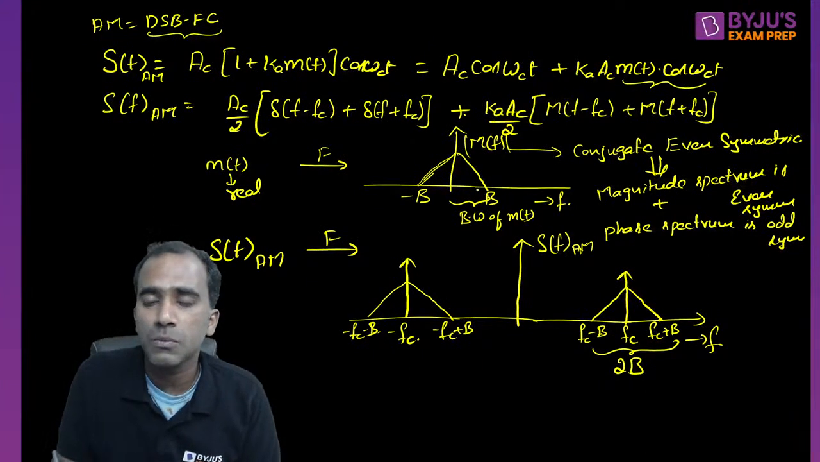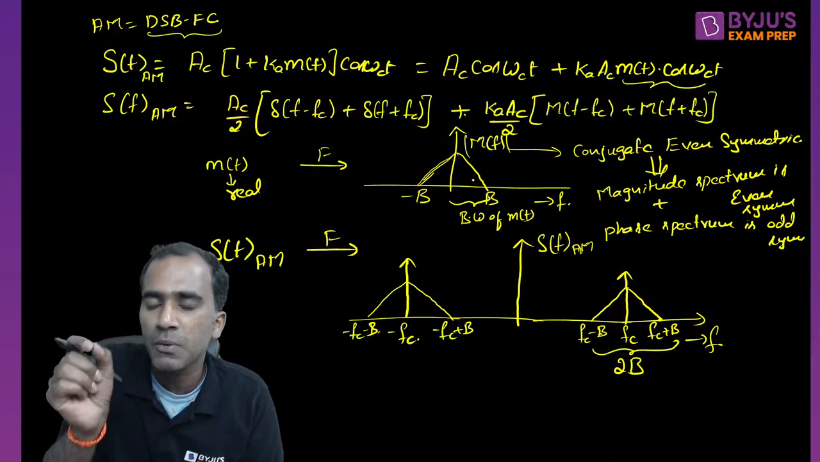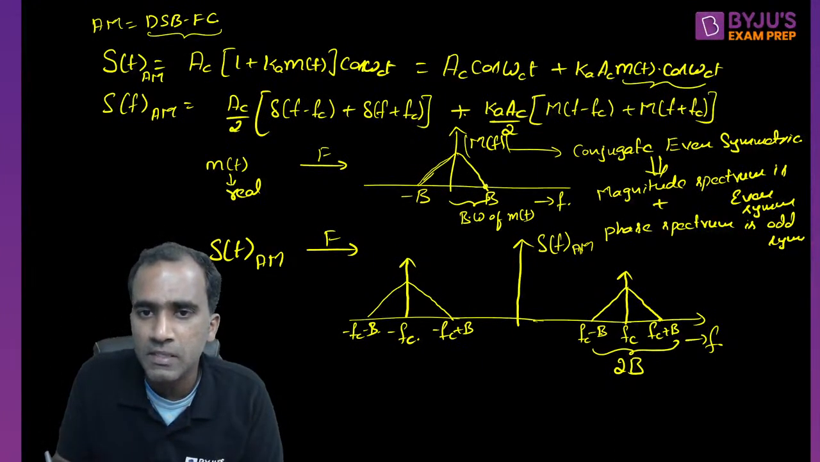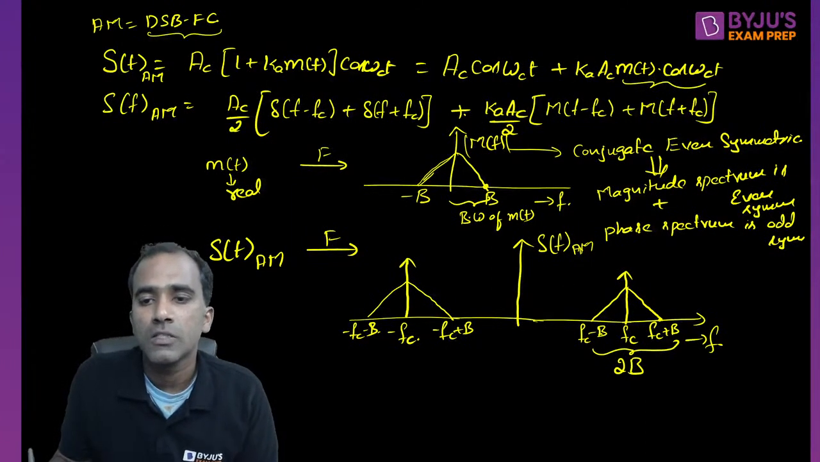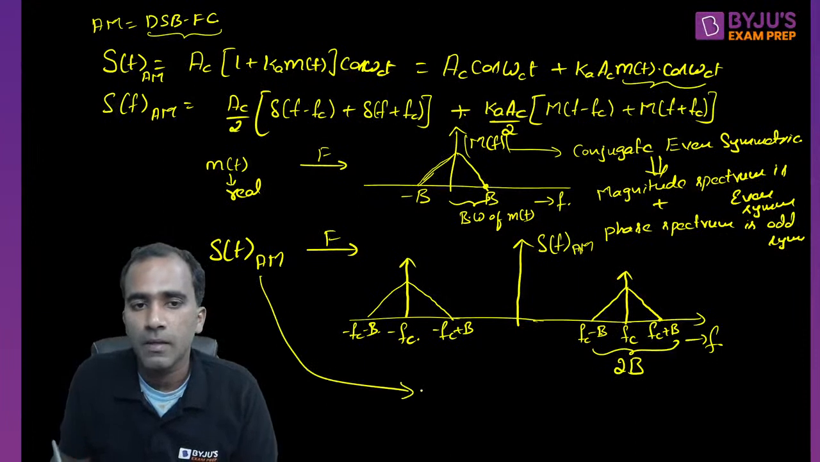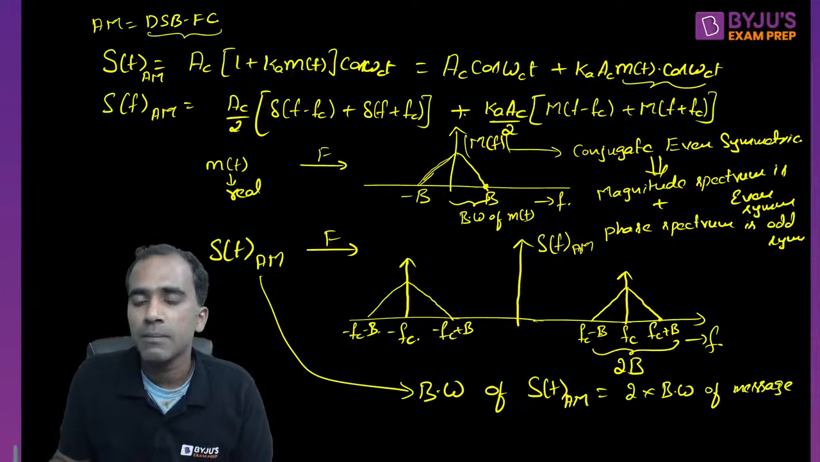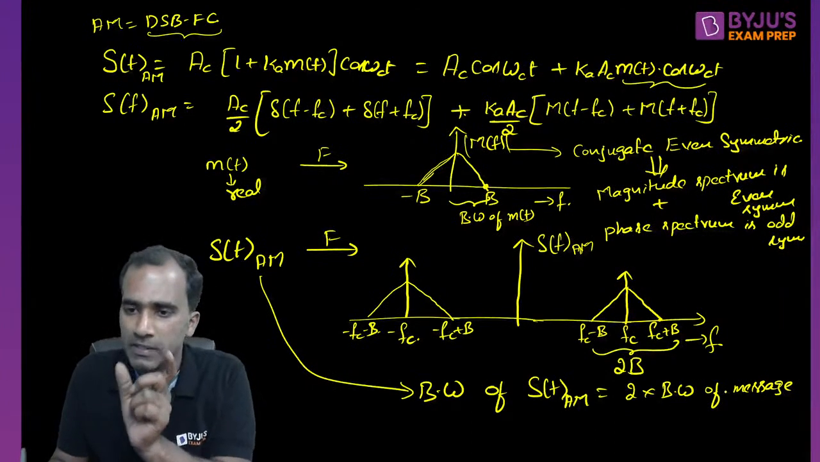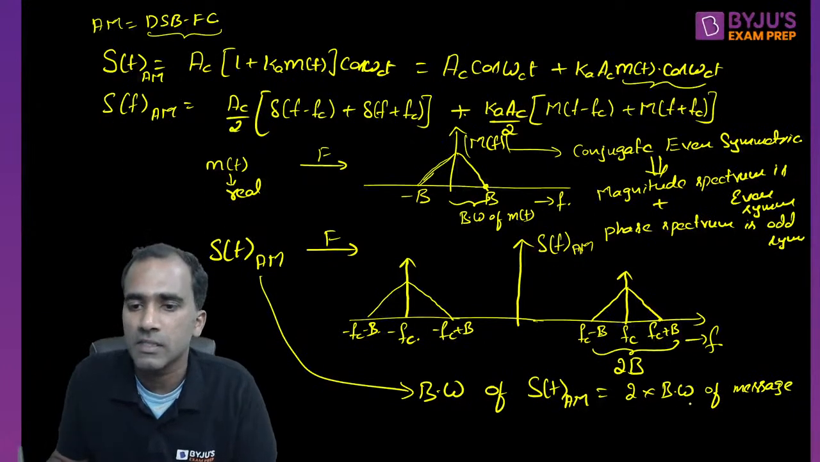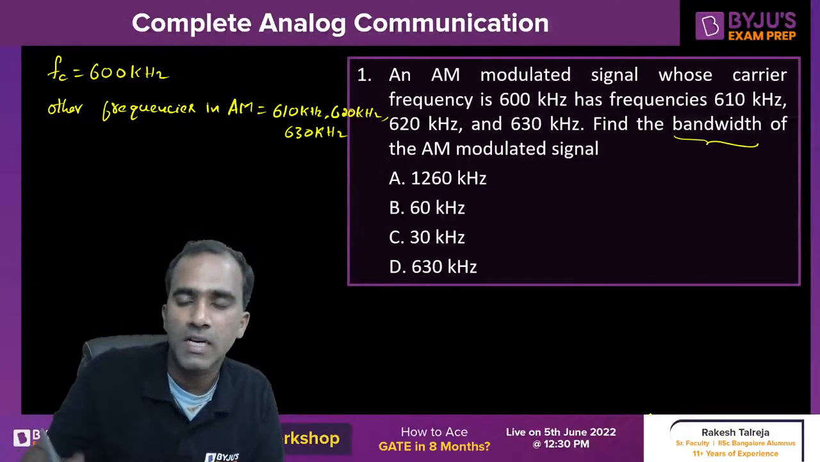What is the bandwidth of the message? It is the highest positive frequency present in the message. The highest positive frequency present in the message is b, or the range of positive frequencies present in the message is b, right? So if you know the bandwidth of the message, the bandwidth of the AM modulated signal, S of t AM or S of f AM, is 2 times the bandwidth of the message. What is the bandwidth of the message? It is nothing but the range of positive frequencies present in the signal, or the highest positive frequency present in the signal, right? With that understanding, let's go back to the question.